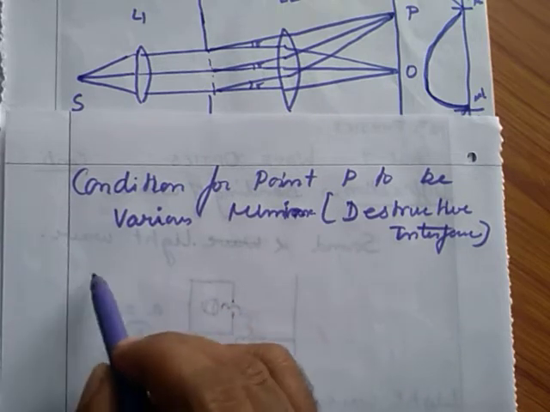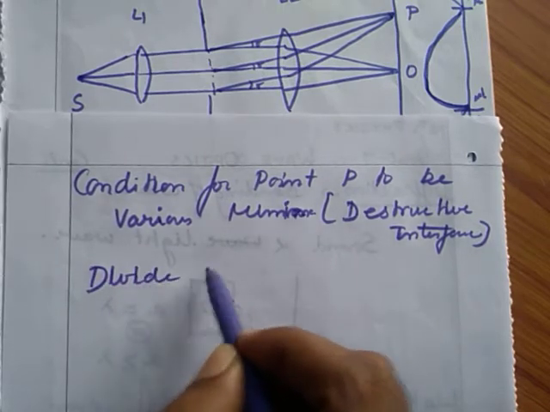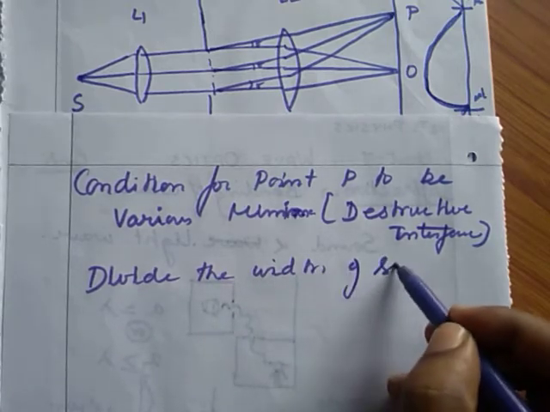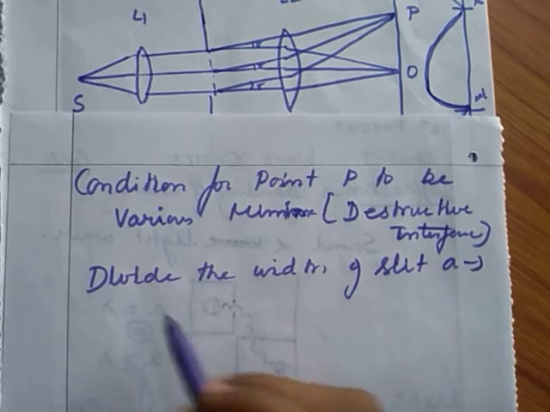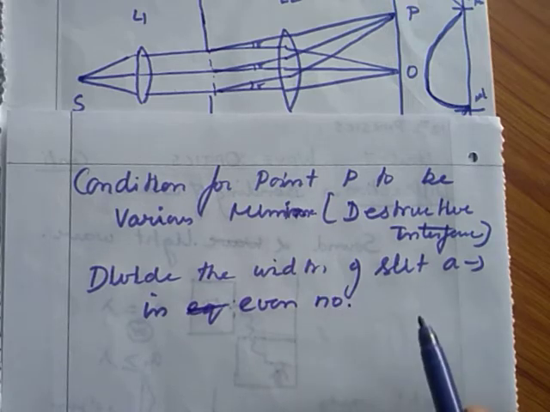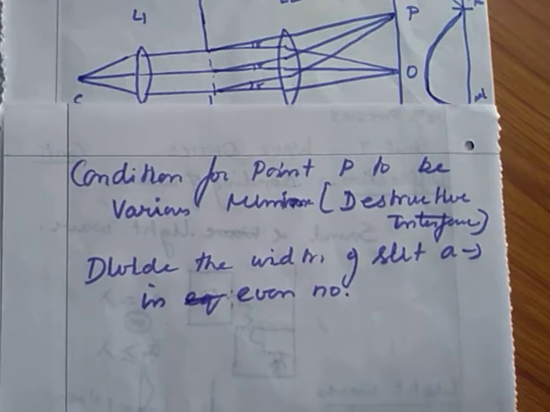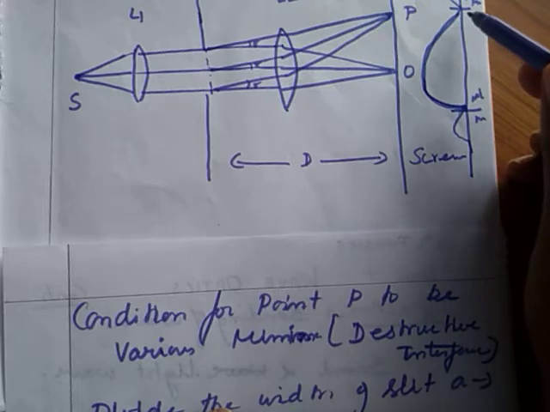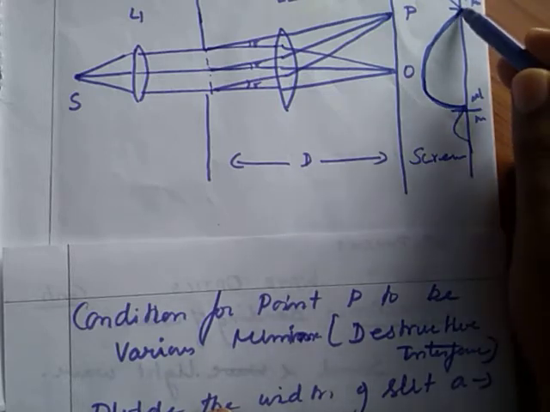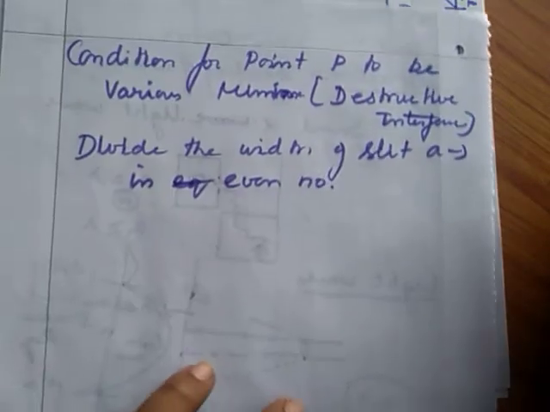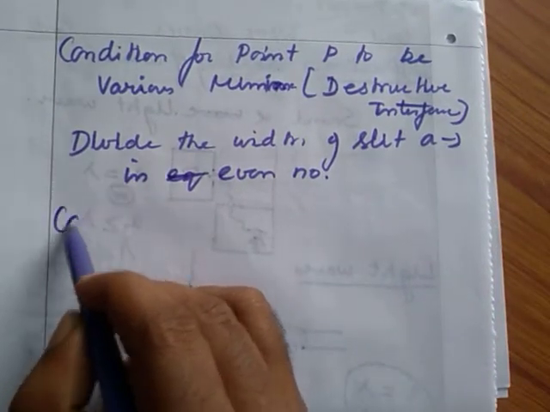First of all, we have to divide the width of the slit, that is a, into an even number of parts. Let me see the condition for P to be the first minima. This one and this one will be the first minima. In between the first minimas there will be a central maxima. Condition for P to be first minima.